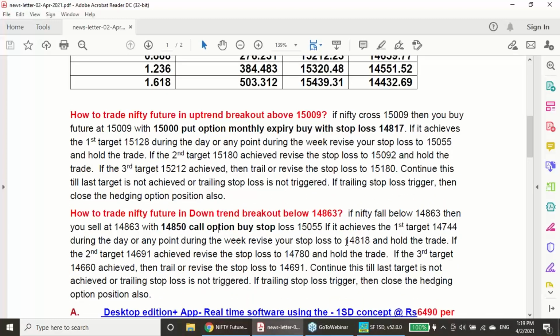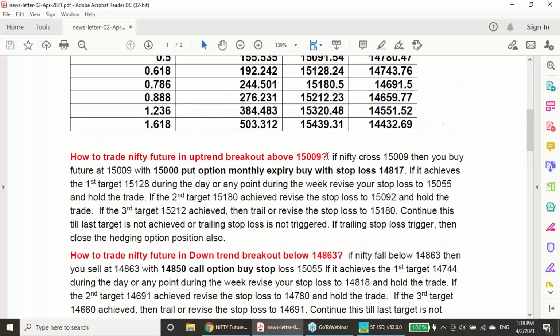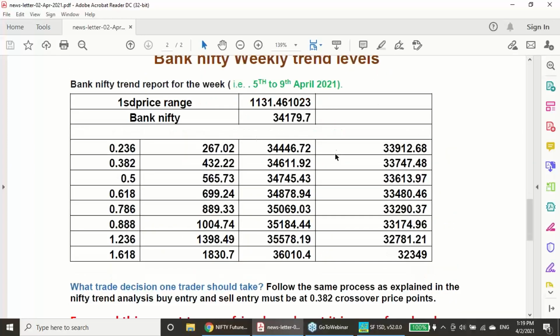You can think of writing some options also, but that requires the necessary skill to understand the hedging concepts. The same process is maintained here, and these levels are being given here. Here too, for Bank Nifty, above 34,612 it can make higher levels, and below 33,748 it can make lower levels.